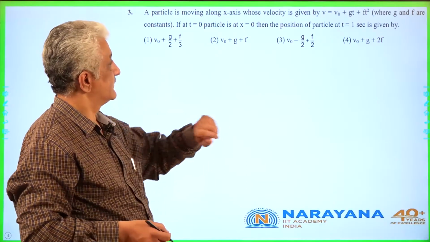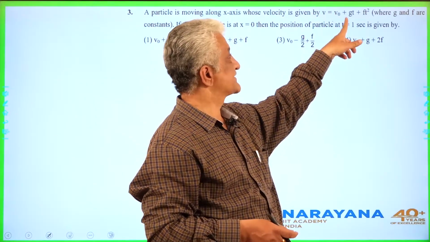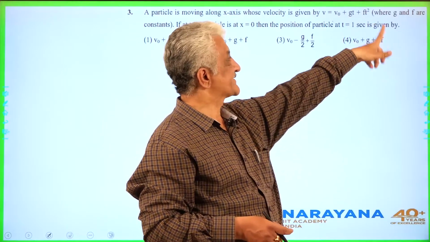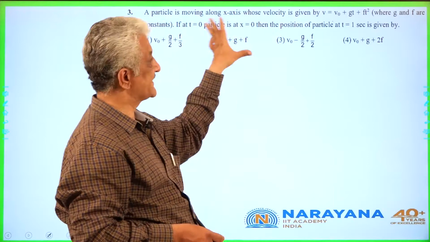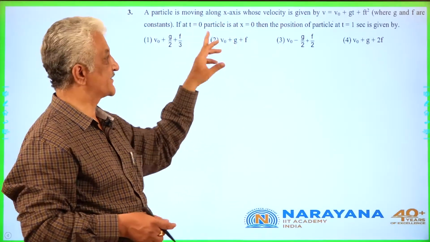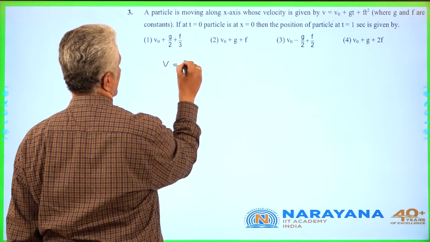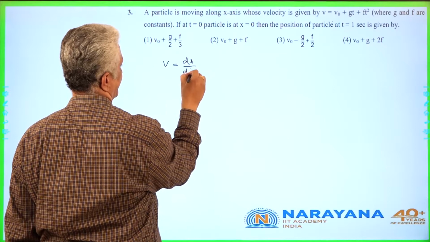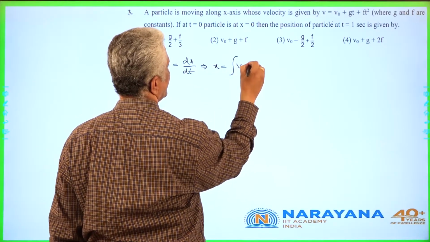Third one is given the equation of velocity as v equals v naught plus gt plus ft square. Then we have to calculate the position. And yesterday also one model was the same as this. This we can do using the integration method. Why integration? Because velocity is defined as the rate of change of displacement. Naturally, displacement or position is the integration of v dt.